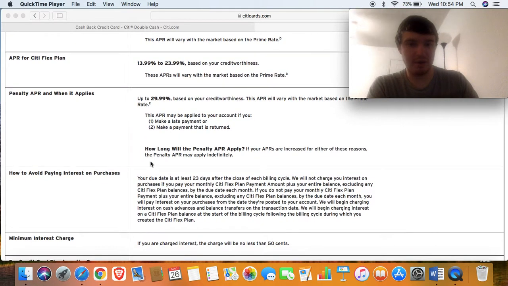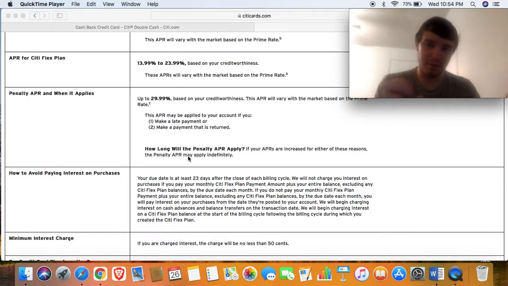And then they say right here, this again in this box is something you need to read. How long will the penalty APR apply? If your APRs are increased for either of these reasons, the penalty APR may apply indefinitely. Now, what they mean by that is they put this little parentheses in here, may apply indefinitely. So they're basically leaving it at their discretion whether they want to keep charging you as much as they can get out of you, or they want to cut you some leeway. It basically depends on if Citi's feeling like they want to be graceful to you or not.